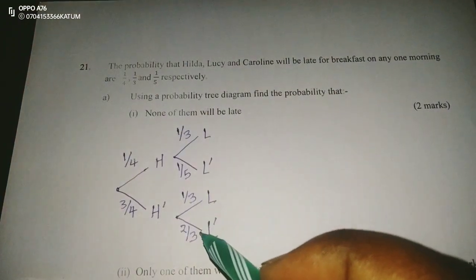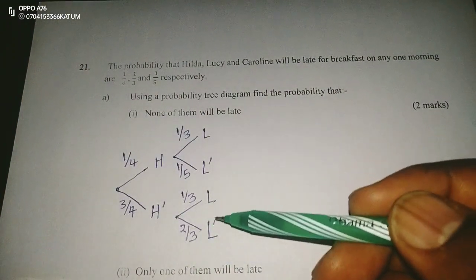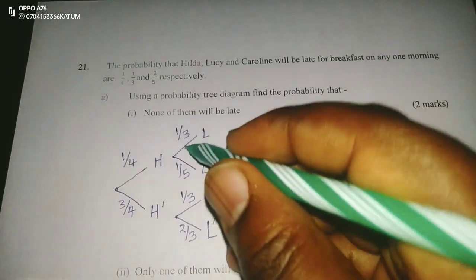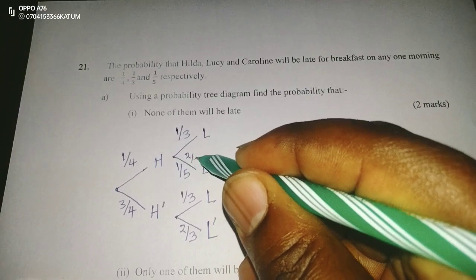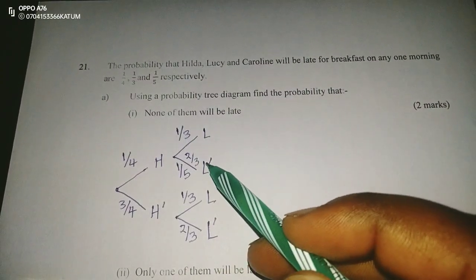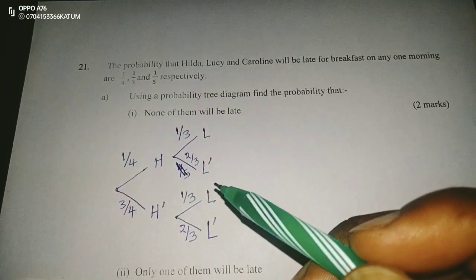Remember, in every bracket, the probability should add up to 1 because they are two mutually exclusive events. So this is supposed to be 2 out of 3 because the probability of being late is a third. The not late is 2/3. This one was a misinterpretation.